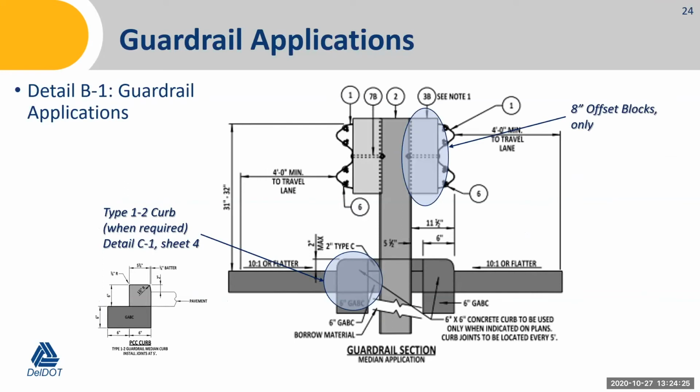Related to the median guardrail on sheet 3, this is the top right part of the figure. 8-inch offset blocks only. We identified more detail related to the curb. So now when curb is required, it's a type 1-2 curb, and Barry will talk more in detail about the physical curb detail, but it's shown here on the guardrail section as well. And it's only when curb is required.